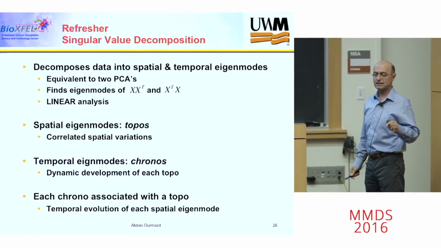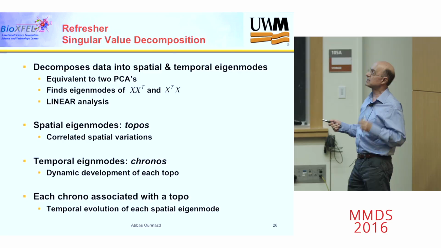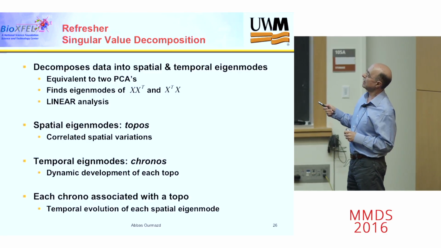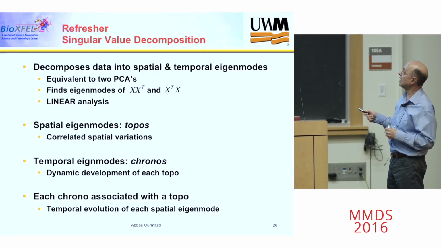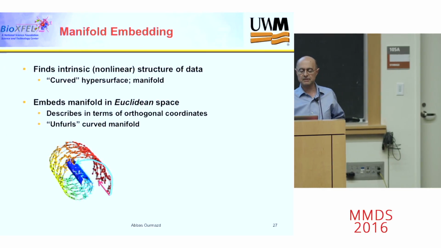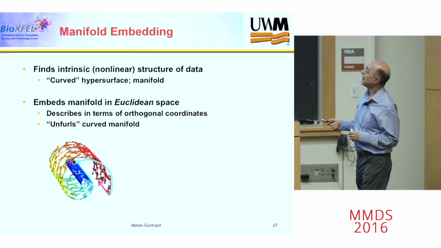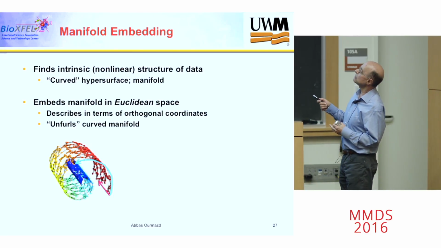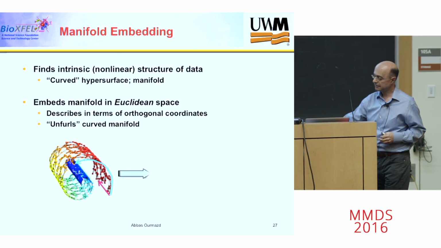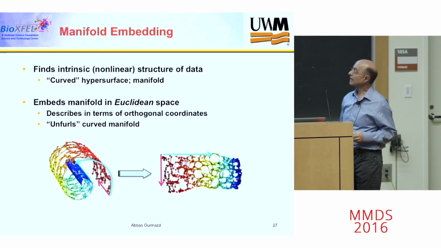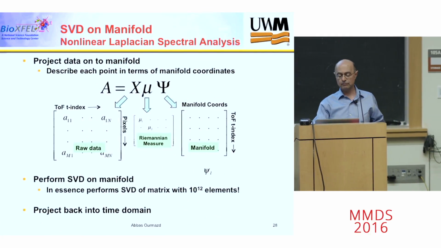Now, I'm going to do straight SVD on the manifold. Nonlinear SVD, if you like, that's a misnomer. The only difference here is that I'm going to be calling the left and right singular vectors topos, for topograms, and chronos, for chronograms. Now, the important point is that you have some kind of a nonlinear manifold, and when you do manifold embedding, it gives you a Euclidean description of this manifold. That's to say, you essentially, if you like, unfurl the manifold, and because now you have a Euclidean description of this nonlinear manifold, you can do SVD.